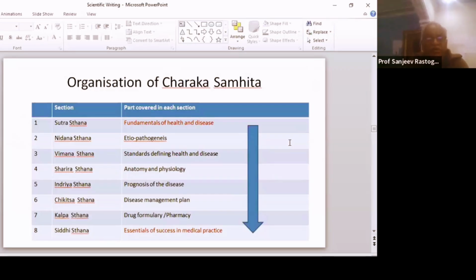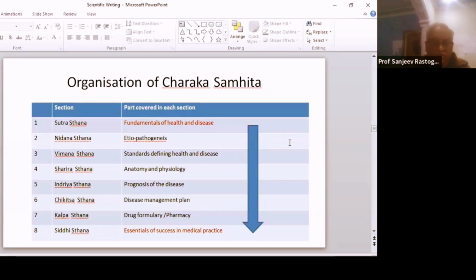Moreover, if you look deeper into the organization of the Charak Samhita, I'm just giving an example, you would be surprised at how systematically they have arranged the different sthana, or different components of the treatise. So they begin with the Sutra Sthan, which talks about fundamentals of health and disease. Then they come to the etiopathogenesis through Nidana Sthan. Then they come to standards defining health and disease, which lie in Vimana Sthan. Then they talk about anatomy and physiology, which is Sharira Sthan.